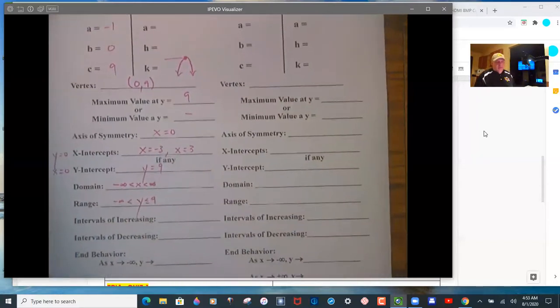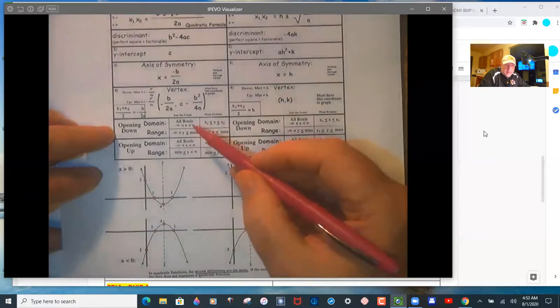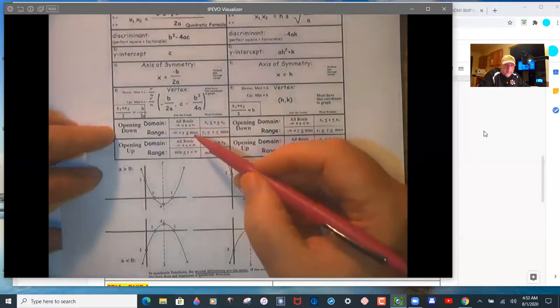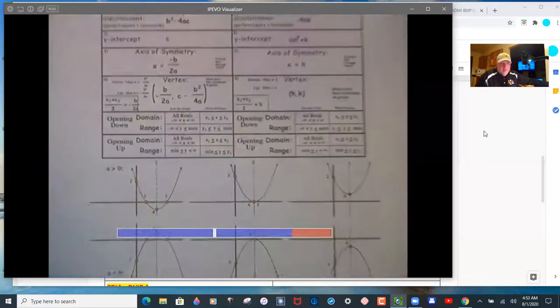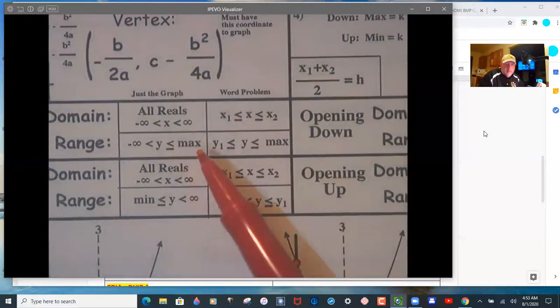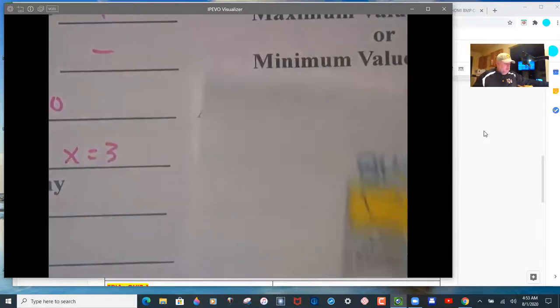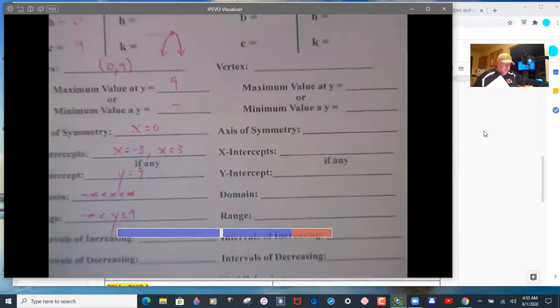You can also take a look at those notes. That will tell you. Okay, so we are opening down and we're just using the graph column here, so the max goes right there. We'll zoom in a little bit. So you can see the max goes there. And we're basically just working with just the graph. So there's that you can use also in helping you.